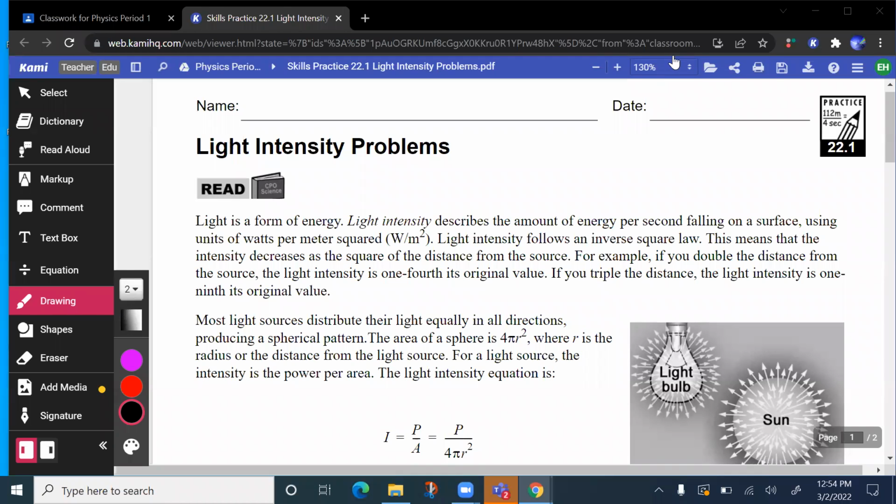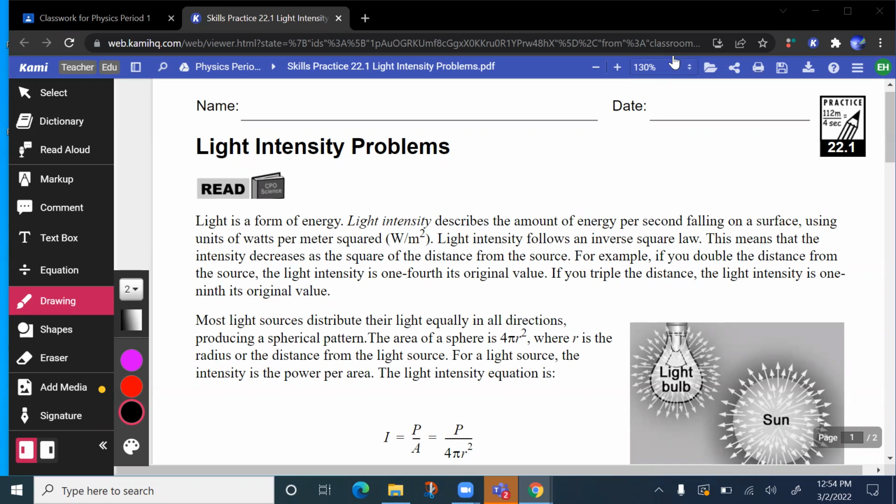Hello, in this video tutorial, we're going to be looking at skills practice 22.1, light intensity. Please remember to pause or rewind the video as you need. Let's begin. Light is a form of energy.